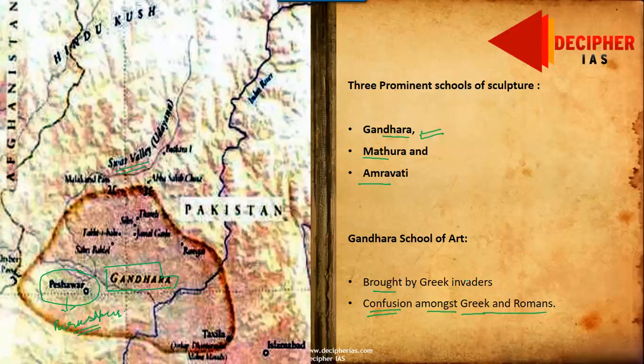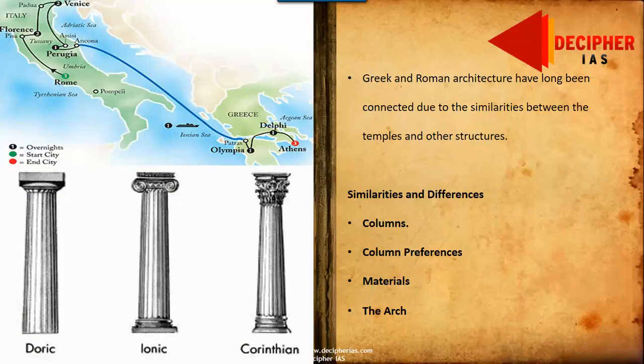So we have to understand the basic difference between the two. First of all, Greeks and Romans were two different city states. Rome was a part of Italy and this was Greece, which was separated by the Ionian arm of the Mediterranean Sea. Both these cultures have long been connected due to the similarities between the temples and other structures. Both cultures had temples and other structures which were very similar in nature to each other.